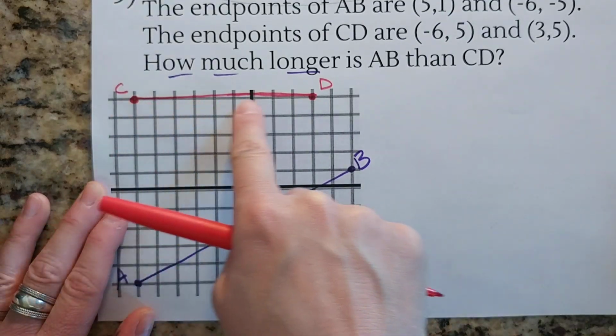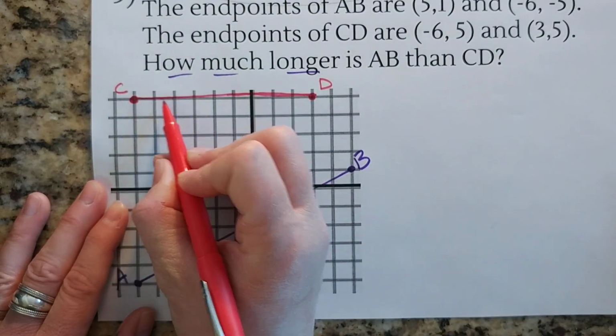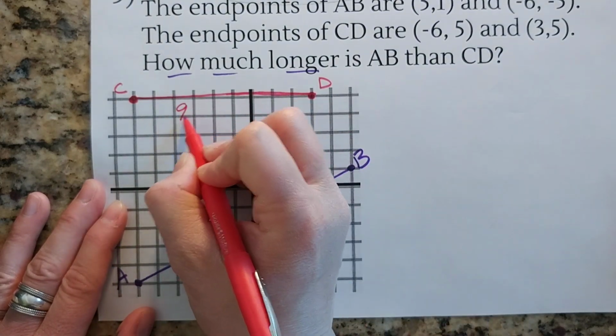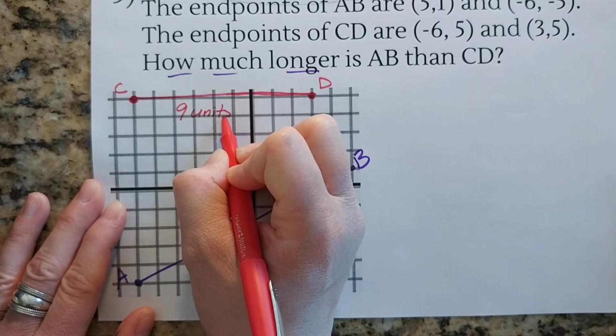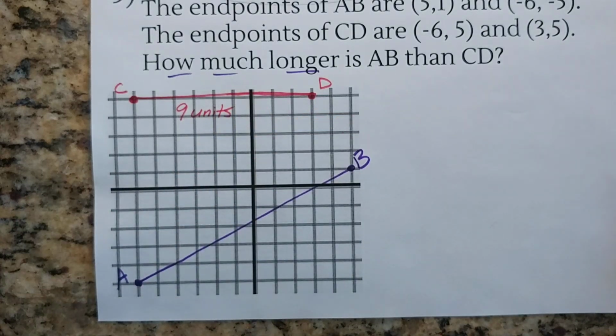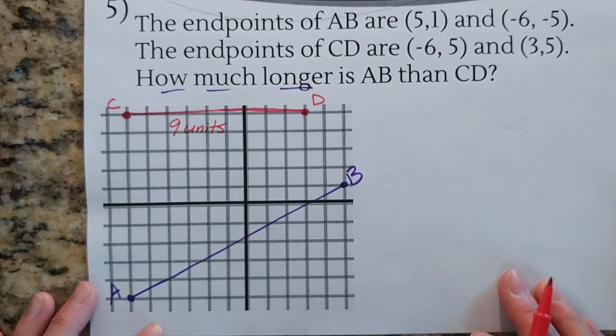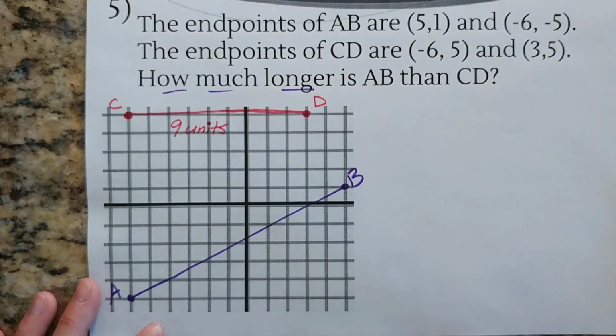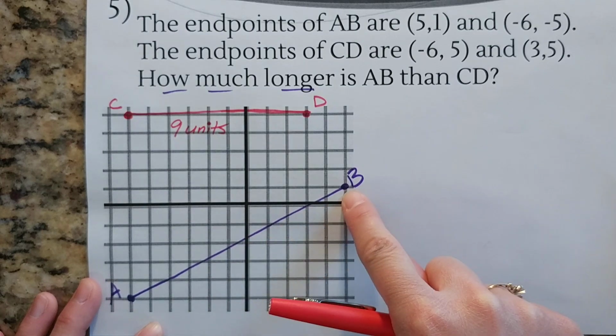Because it is horizontal, you can just count the units. I count 9 units. So there we go, I have the length of CD. Very simple. Just by drawing a picture, I know that I don't have to use the distance formula to figure out the distance here. But because this is diagonal, I do.